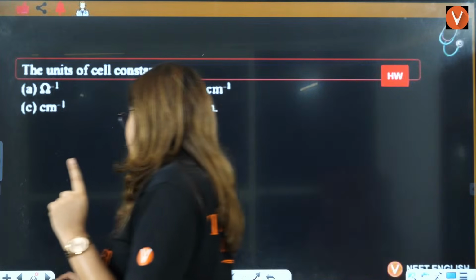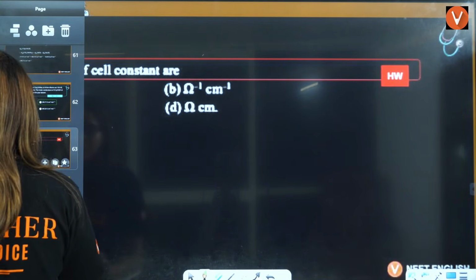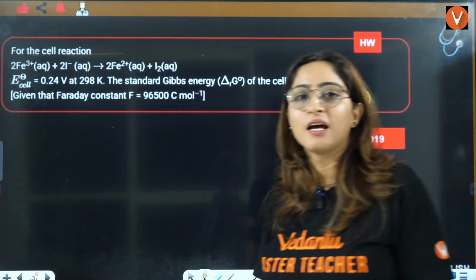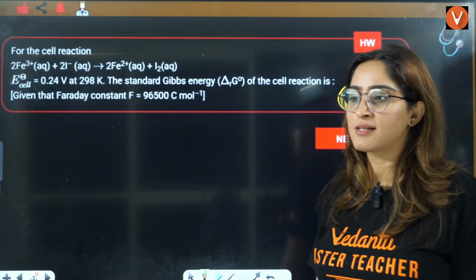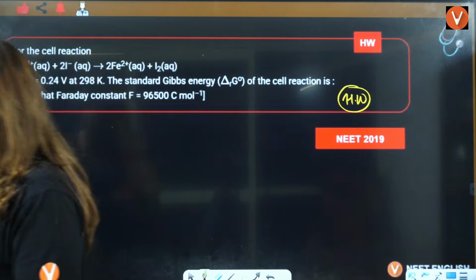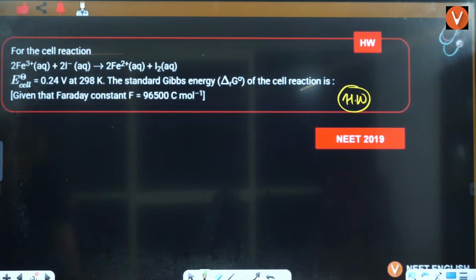Then you need to answer for the Nernst equation. I gave you this question for your homework, which I saw that not even a single student has done. So this is the answer that you have to give me in the comment section.